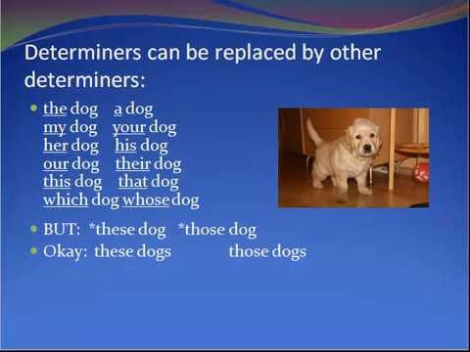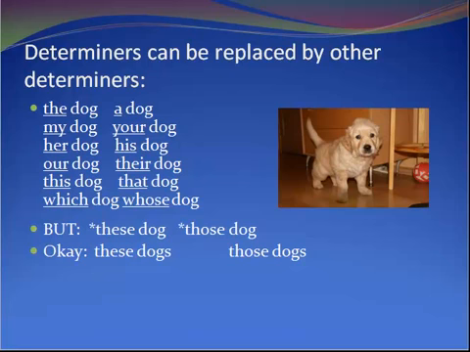Now, another property of determiners is that they can be replaced by other determiners. So you can say the dog, a dog, my dog, your dog, her dog, his dog, our dog, their dog, this dog, that dog, which dog and whose dog. Now you can see it doesn't always work because you can't say these dog and those dog, and that's because those determiners always have to occur with a plural noun. So you get these dogs and those dogs.